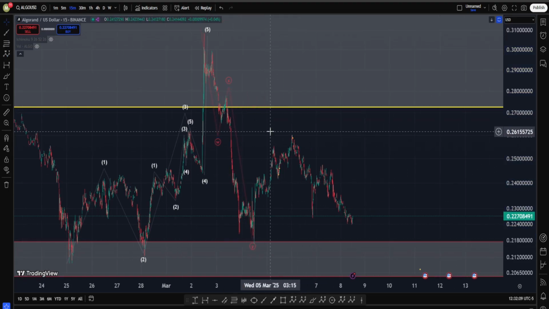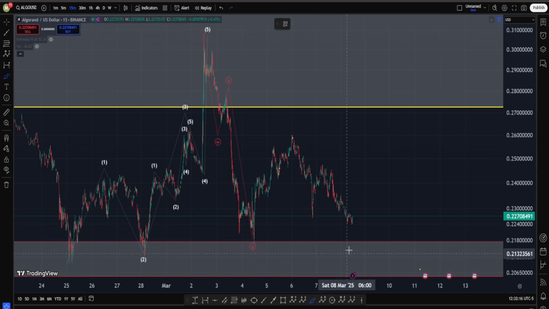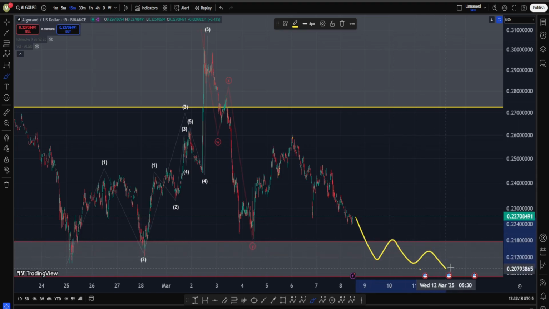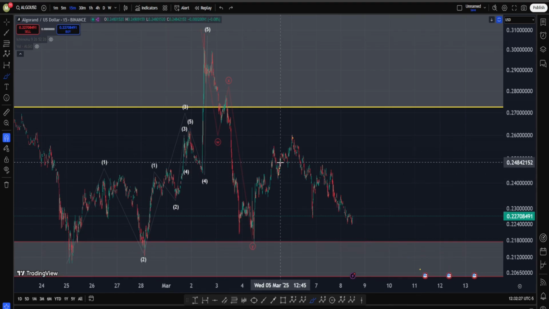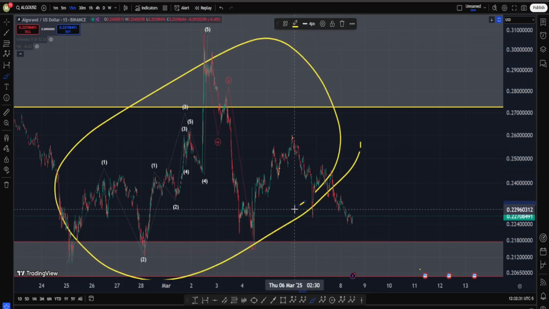Do I like this scenario? Personally, not as much as the one that suggests in the short term we might actually visit the lows once more, because the subwaves for that possibility made much more sense to me. But again, it doesn't mean that we have to go according to our bearish possibility. This very well might be in play.